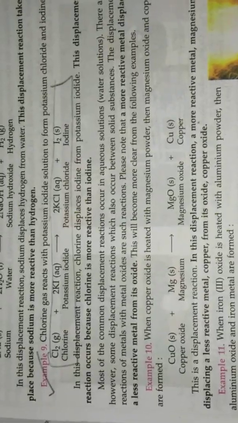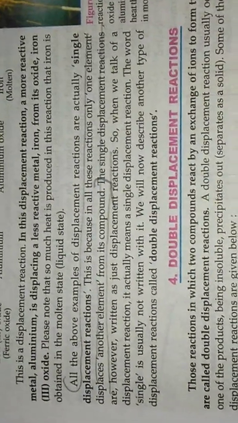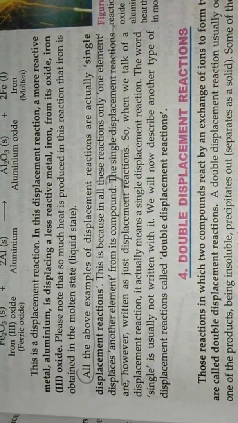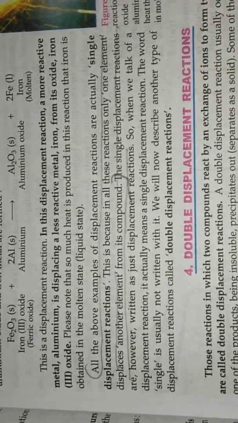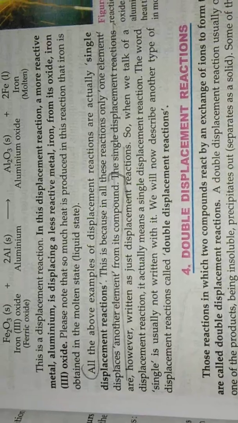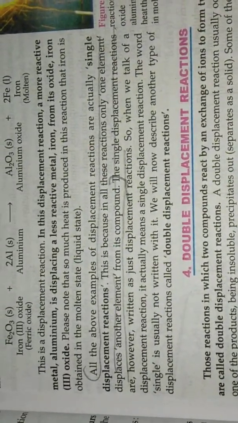So we see that a displacement reaction is a reaction in which one metal or non-metal displaces another metal or non-metal. Now all the above examples are actually single displacement reactions. Why? Because only one element displaces another element from its compound.